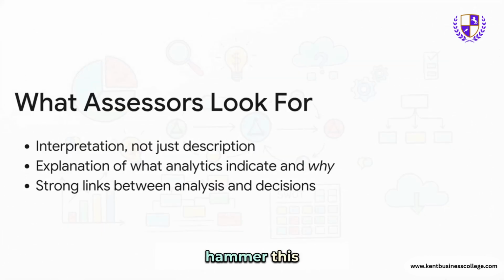So to really hammer this home, think of it like this. When an assessor looks at your work, this is basically their checklist. They're asking, are you interpreting? Or are you just describing what's there? Are you explaining the why? Is there a clear straight line from your analysis to an actual decision? And are you using your professional judgment? Ticking all those boxes, that's what being a level 6 professional is all about.